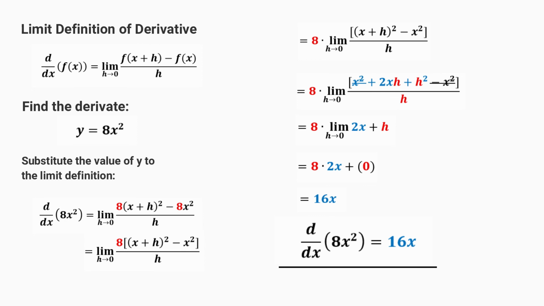As we can see, 16x is also the answer we got using the constant multiple rule of derivative. Now, it is already proven that the constant multiple rule is equal to the limit definition formula of derivative. And the constant multiple rule is much easier than the limit definition formula of derivative. Therefore, the constant multiple rule is equal to the limit definition formula of derivative.